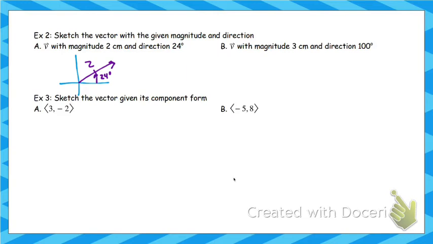All right, the next one, a vector has a magnitude of 3 and a direction of 100. So let's go ahead and draw, again, a 100-degree angle. So we start at 0, and we go 100 degrees. That's going to be a little bit past 90, and that length I'll just label as 3.